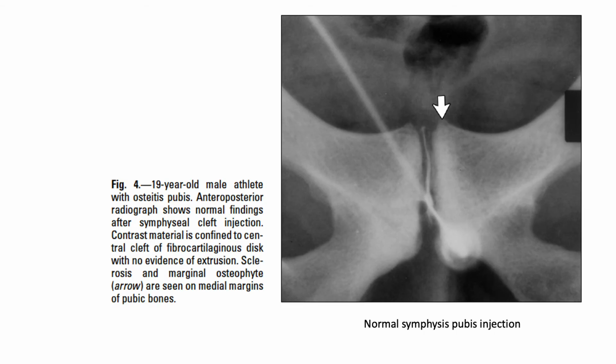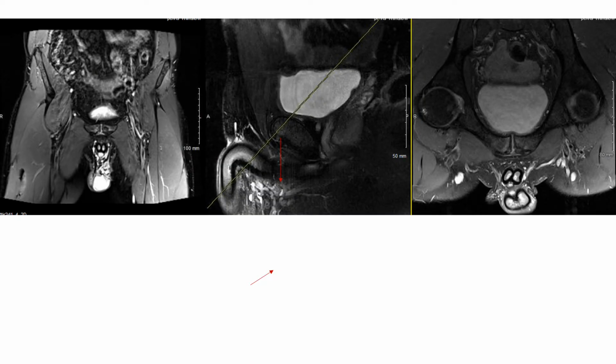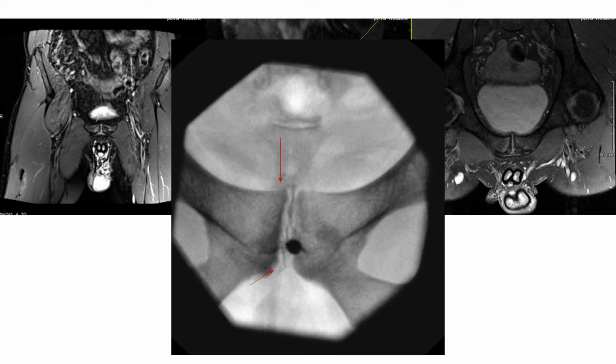And this is a corresponding finding where you can see that the contrast is contained around the superior cleft, but it's leaking into the left adductor origin. And this is 3 scans here of an injury where it's crossing the midline, so an injury on both sides. And you can see the corresponding fluoroscopic images where it's gone into the superior cleft and inferior cleft upon injection.